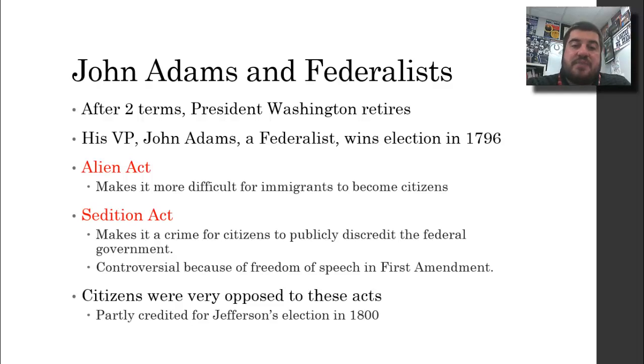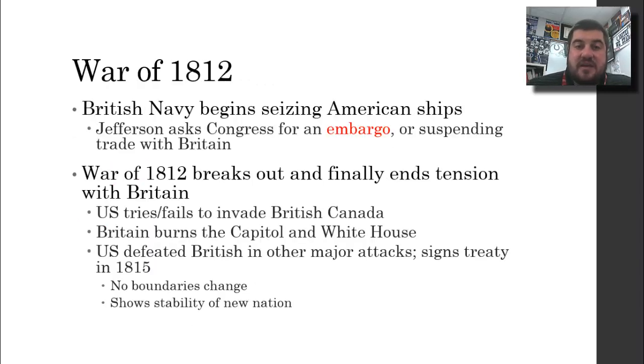So citizens are very opposed to these acts, and this is credited for Jefferson's election in 1800. Then let's skip ahead to our next foreign policy event, the War of 1812. And the British Navy again begins seizing American ships and American sailors. Jefferson then asked Congress for an embargo, or suspending trade with Britain.